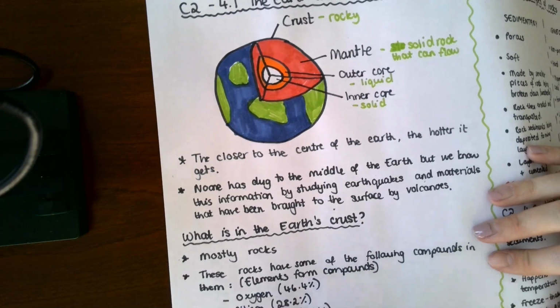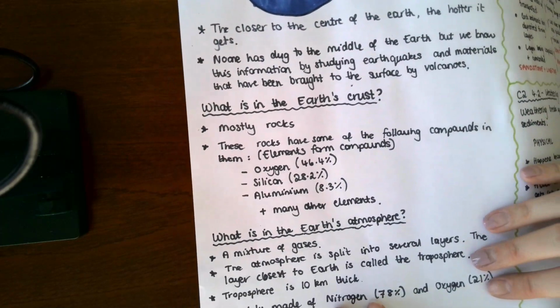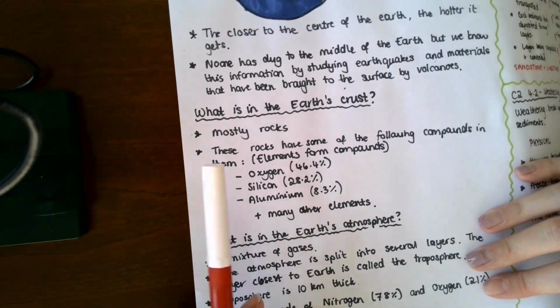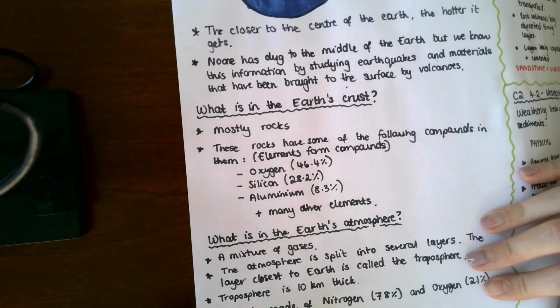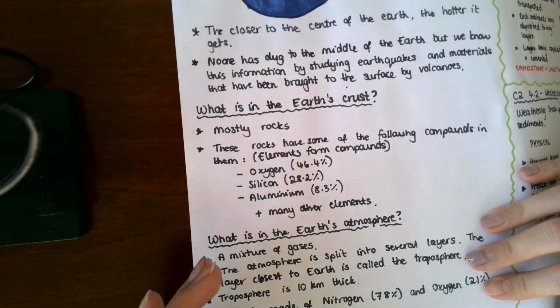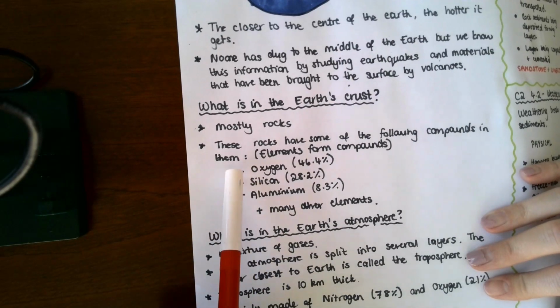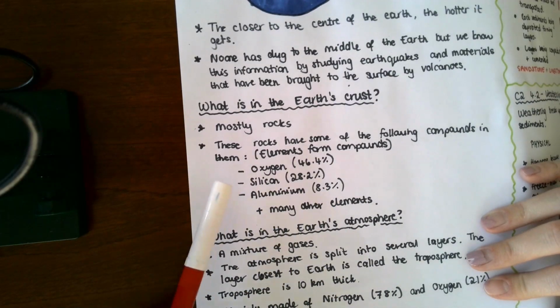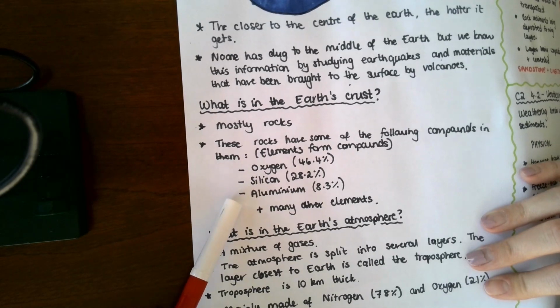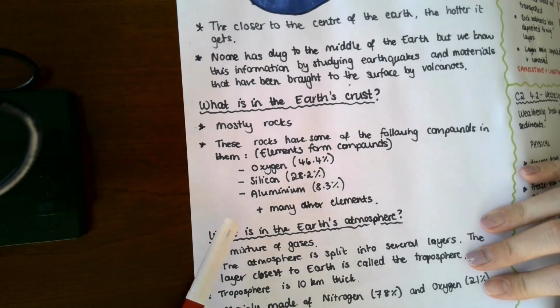If we go into a little more detail about what each part is, as I said before, Earth's crust is mainly made up of rocks. These rocks are made up of different compounds, and obviously compounds are made up of more than one element. So I've listed the 4 biggest ones here. So in the rocks in the Earth's crust, there's a lot of oxygen, which is 46.4%, silicon and aluminium. These all combine together to form different compounds and form the rocks.